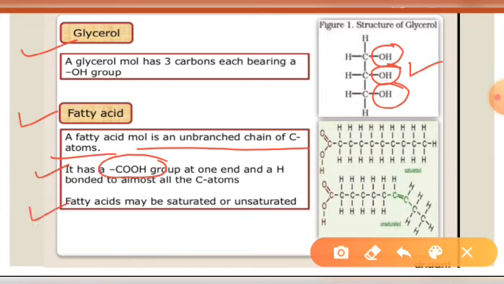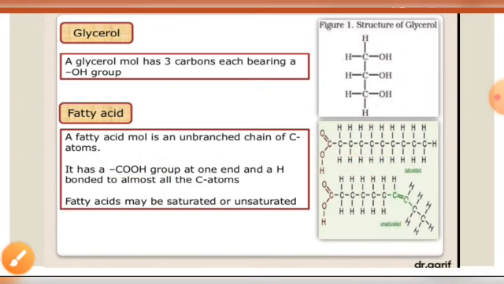Now these fatty acids are of two types. First is saturated and the second is unsaturated fatty acid. Now what are saturated fatty acids? In saturated fatty acids, all carbon atoms are linked by single bonds. There is no double bond. As there is no double bond, they cannot combine with more hydrogen atoms. Therefore, they are known as saturated because they are already saturated with hydrogen atoms.